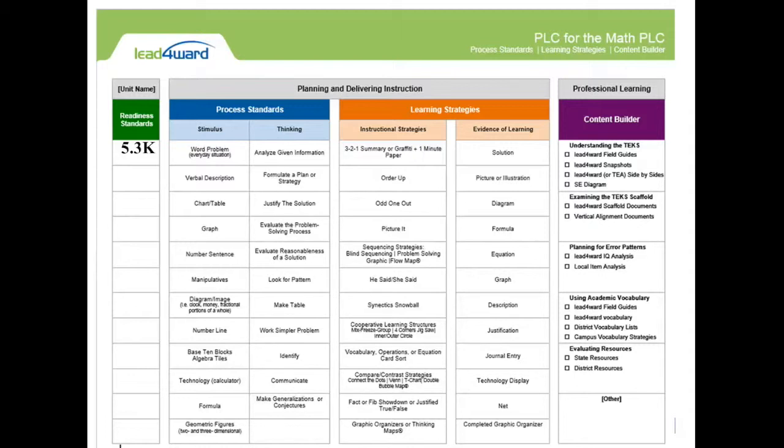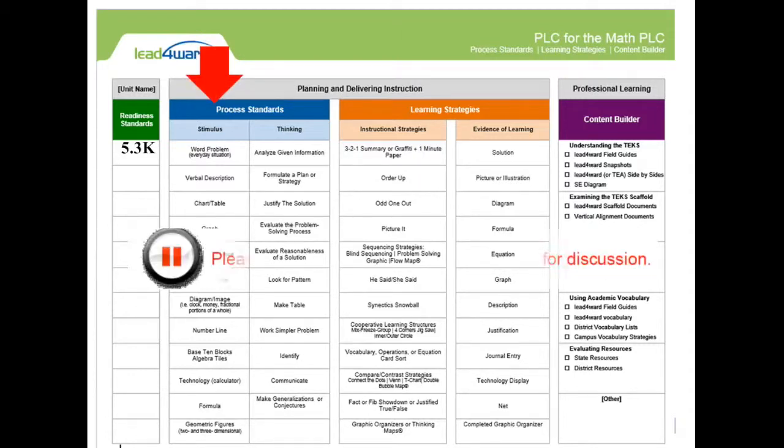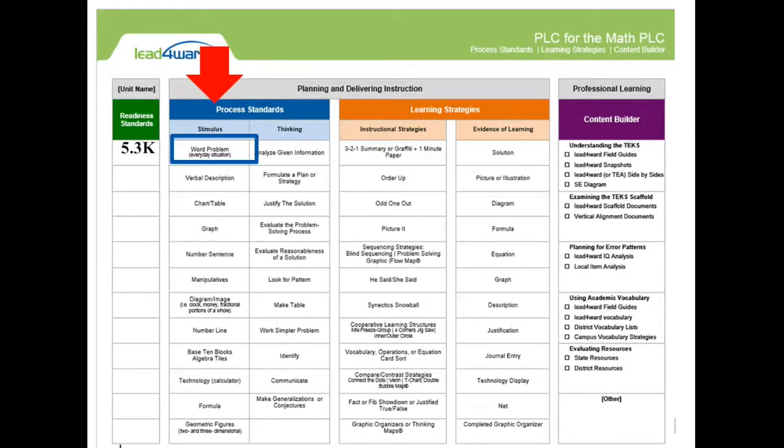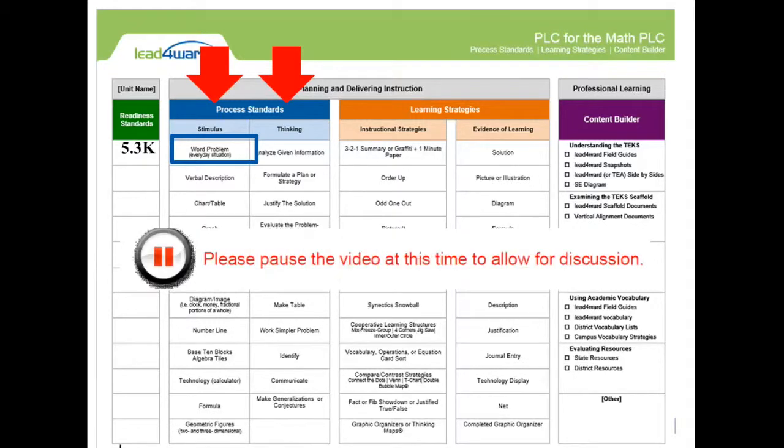Please pause the video now to discuss what stimulus could be used to address 5.3K. For today's purpose, we have selected word problem. Next, discuss 2 to 5 thinking opportunities for students to demonstrate their thinking. This will occur every 8 to 10 minutes during the whole group instruction. Take time now to discuss this with your group.